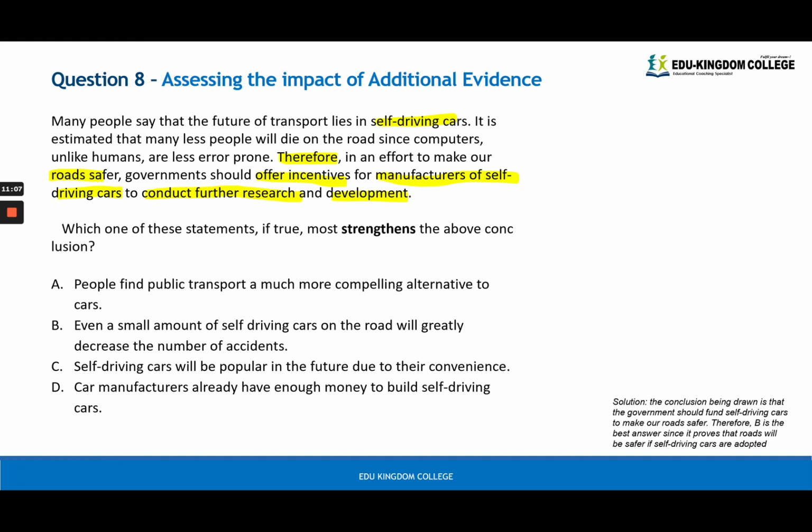And the answer here, therefore, is B. Even a small amount of self-driving cars on the road will greatly decrease the number of accidents. So that is a positive outcome to a small amount of self-driving cars, which are our main topic of this paragraph. So that's why it's the best answer here.